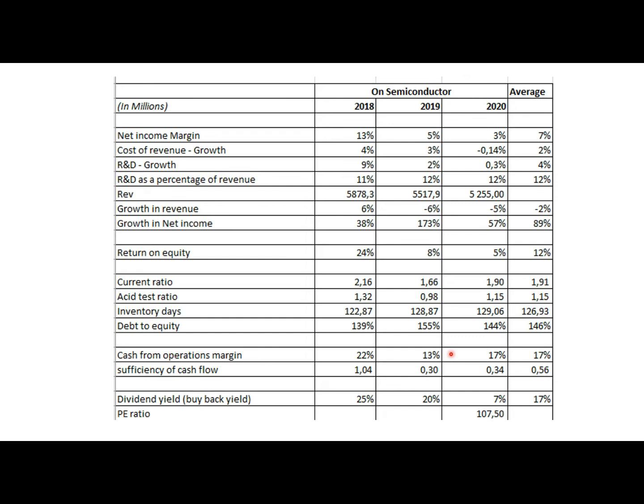Now, the sufficiency of cash flow to a large degree is driven by debt repayments. You will see there has been a bit of a deterioration, but a lot of it is, of course, paying back the massive amounts of debt that constantly hold on its balance sheet. Debt payments do make up a large part of the deterioration in the sufficiency of cash flow. It does eat up a large part of cash generated.